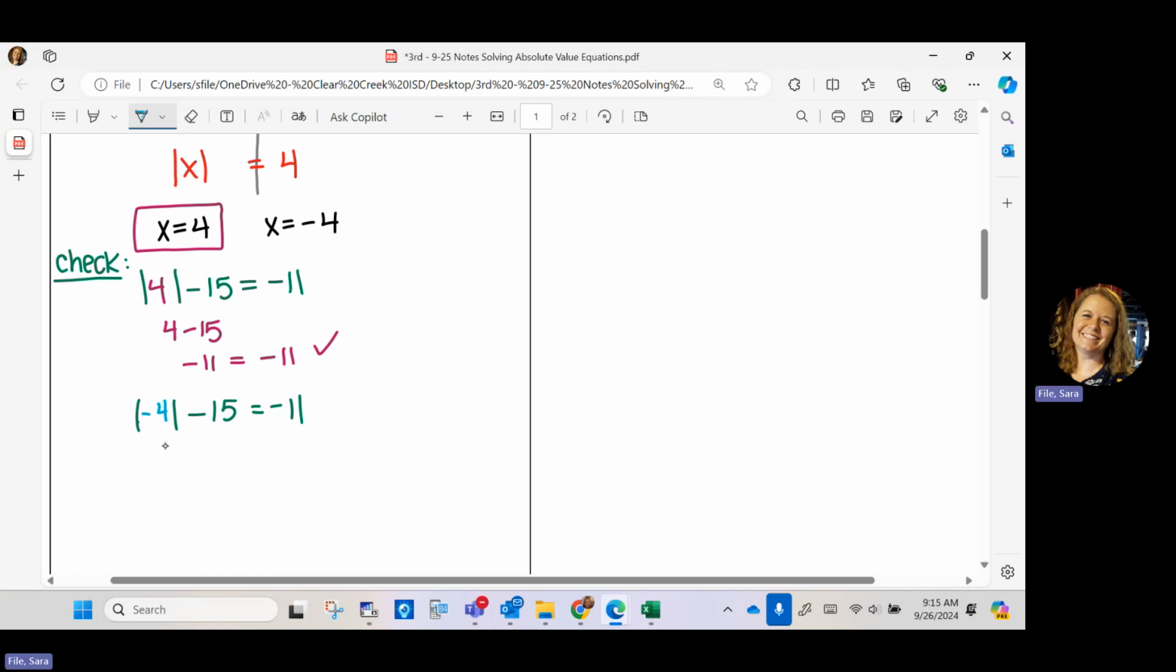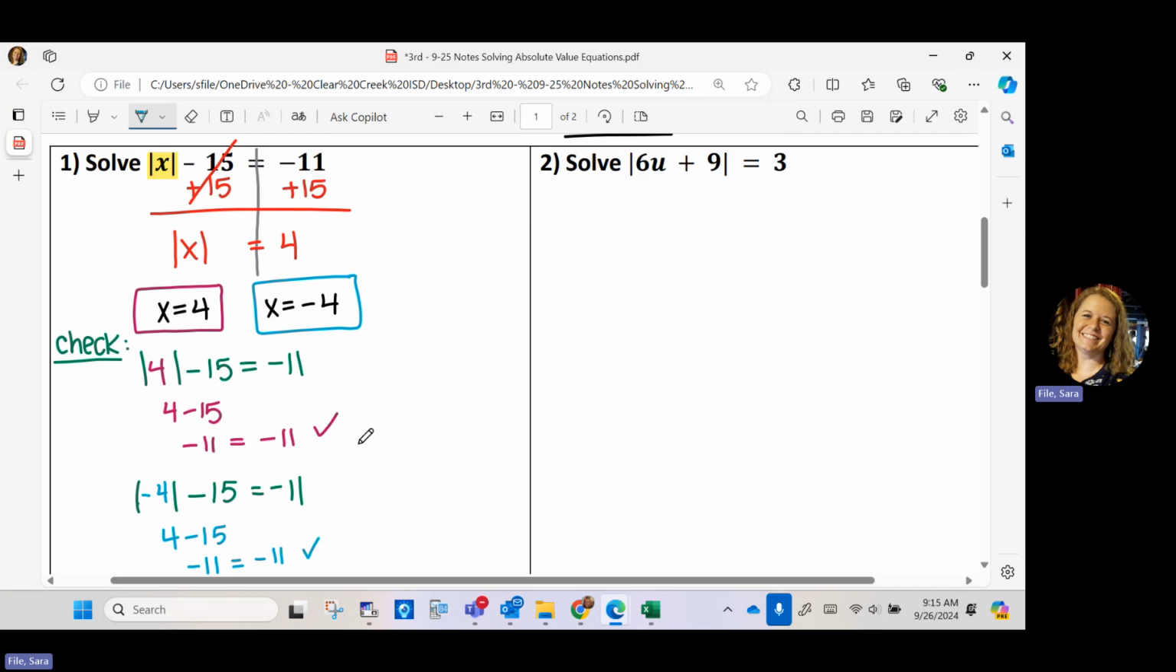What's the absolute value of negative 4? Positive 4. Yeah, the absolute value is always going to come out positive. So I've got 4 minus 15. That, again, is negative 11, which is what it's supposed to be. So those both check out. So we end up with 2 solutions.